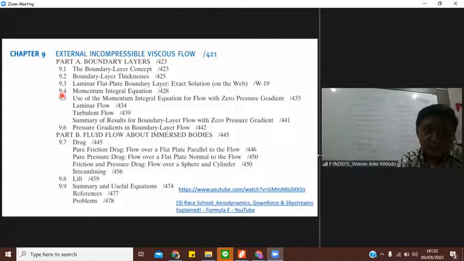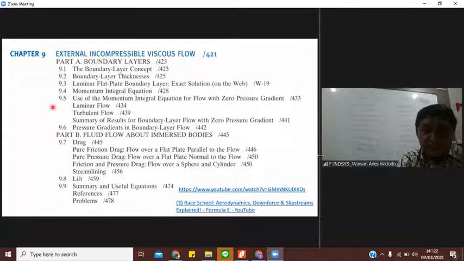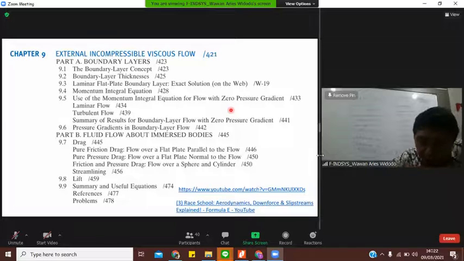And then in subchapter 9.4, we talk about the momentum integral equation. Okay. And then in 9.5, we talk about the use of the momentum integral equation for flow with zero pressure gradient. Actually, if we talk about zero pressure gradient here, the flow is flowing above a flat plate. If the pressure gradient is zero along the axis, we call it zero pressure gradient.